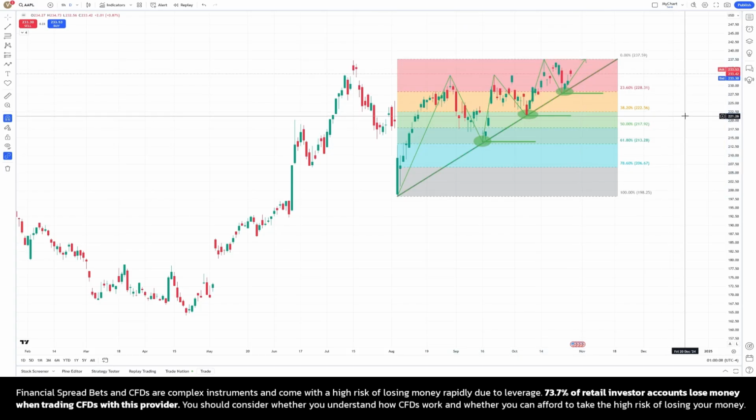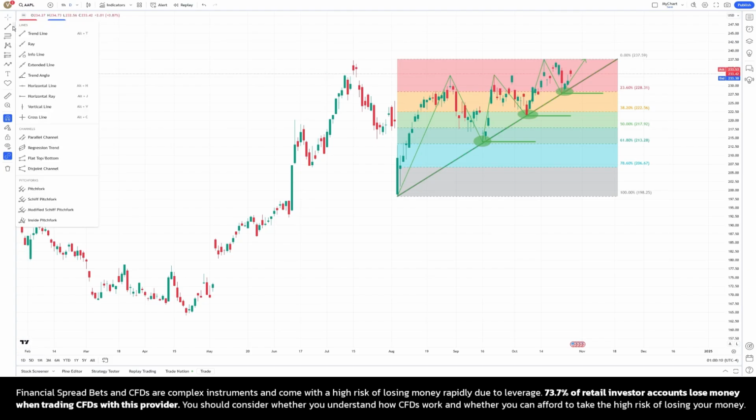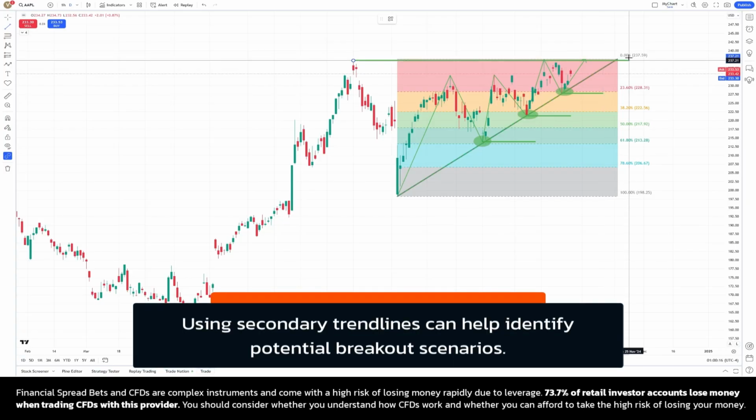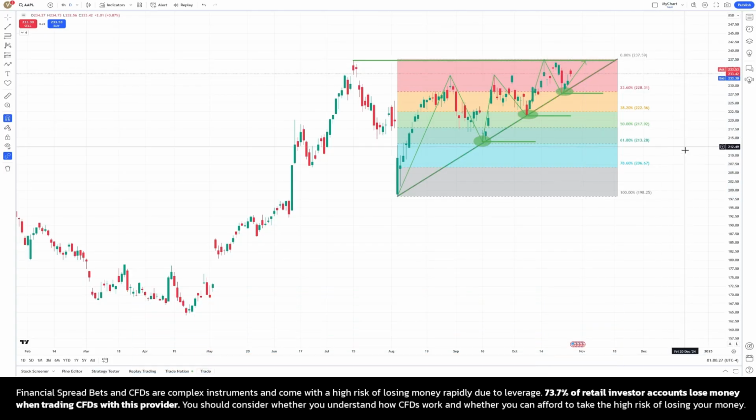Another technique is to use a secondary trend line to highlight potential breakout scenarios. When the price consolidates near a Fibonacci level while respecting the trend line and eventually breaks out of this secondary trend line, it often results in significant price movement. This is a moment where you may want to take advantage of the price momentum.